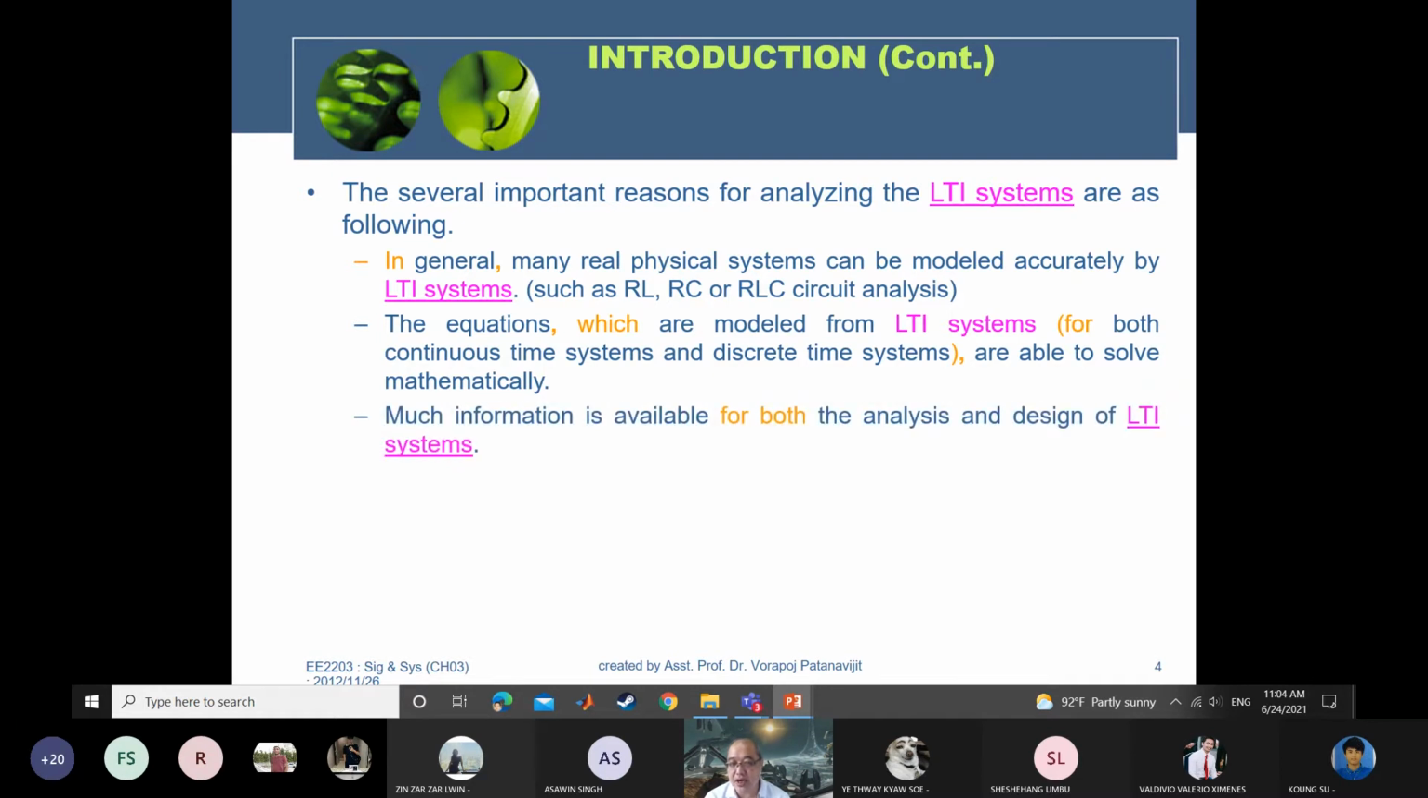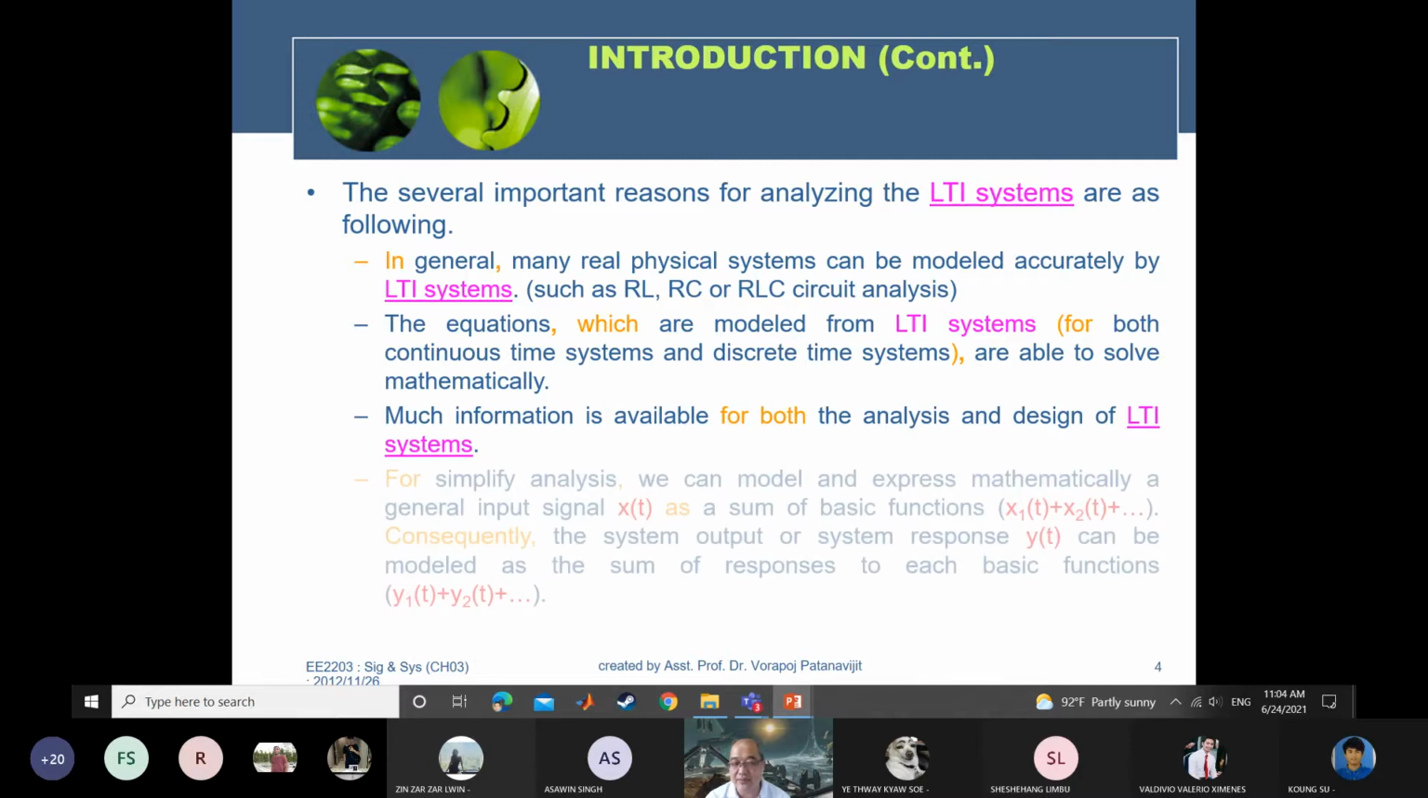Much information is available for both the analysis and design of the LTI system. For simplified analysis, we can model and express a general input signal x(t) as the sum of basic functions x1 plus x2 plus x3 and so on, to xn. Consequently, the system output or response y(t) can be modeled as the sum of the responses to each basic function, y1, y2 to yn.